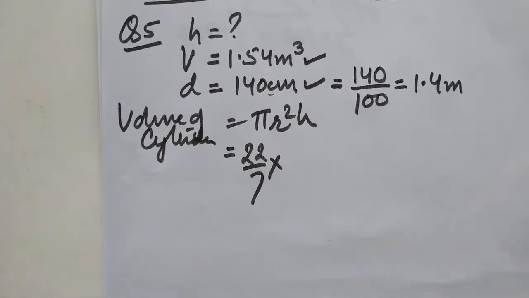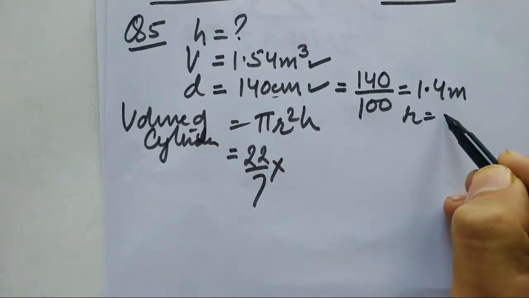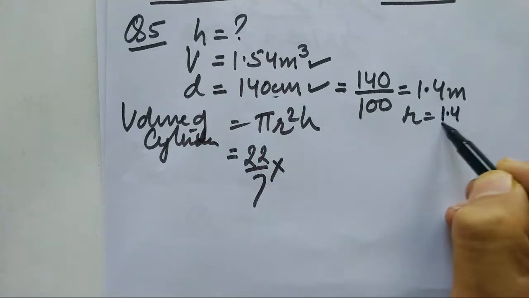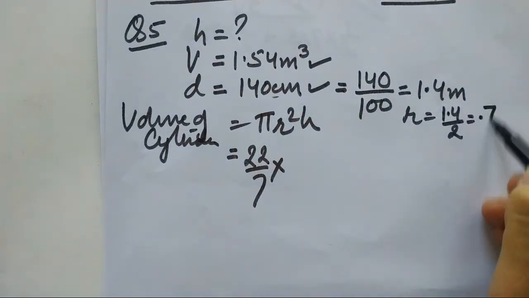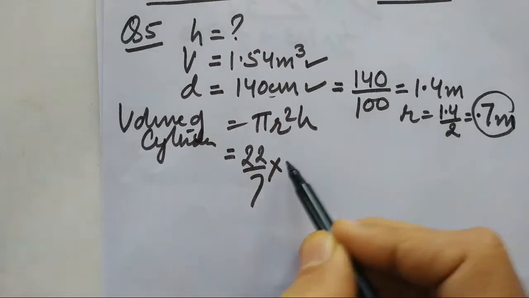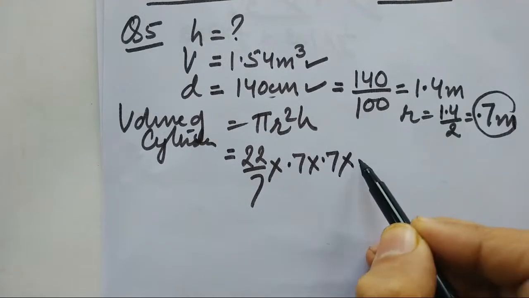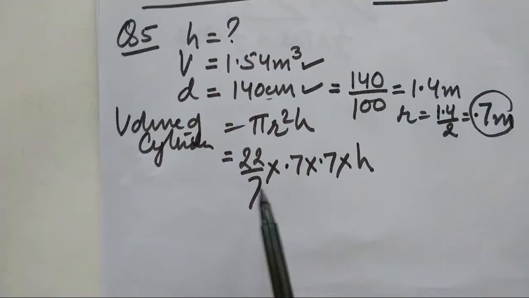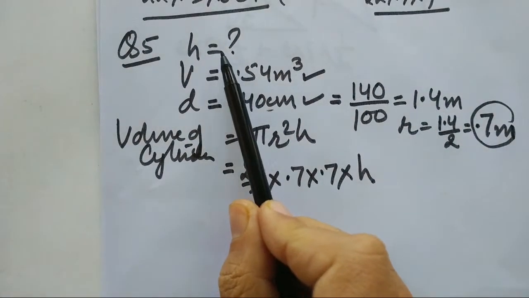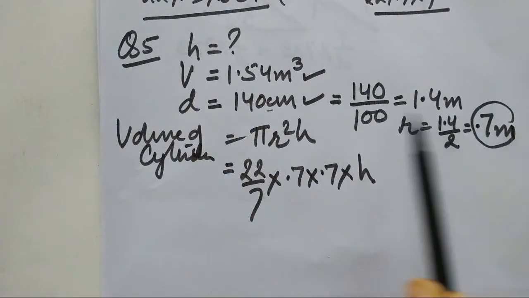now this is diameter. So radius will become 1.4 upon 2, which is 0.7 meter. So this radius you will use here, 0.7 into 0.7 into height. In this question the height is not given but the volume is given in meter. So I have converted everything into meter.